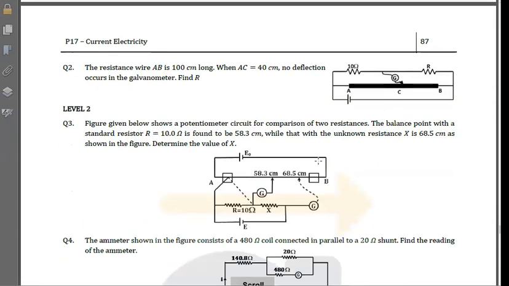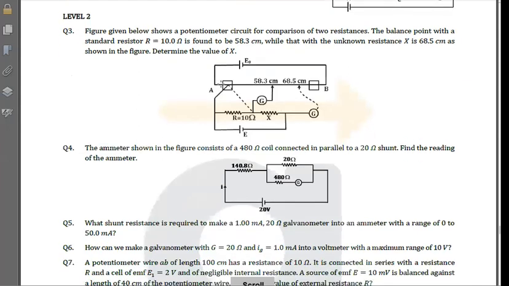So this is done. Now, question number 3. Everyone focus on question number 3. Read it once. Figure given below shows a potentiometer circuit for comparison of two resistances. Okay? It is to compare two resistances. Ayana, if you remember the concept.